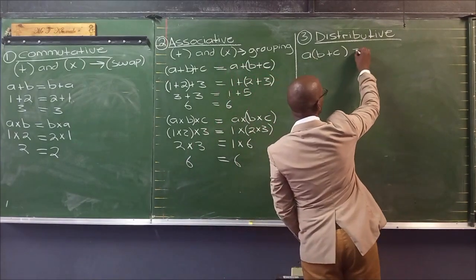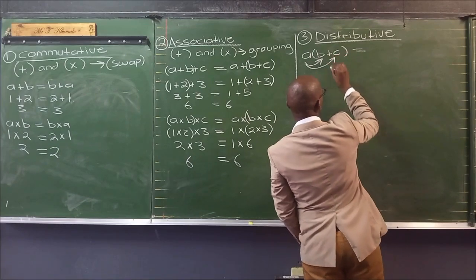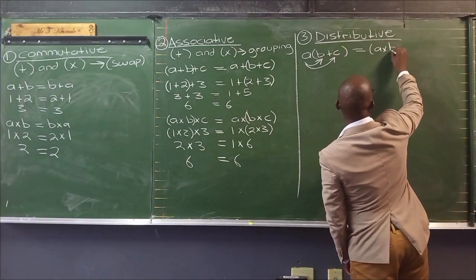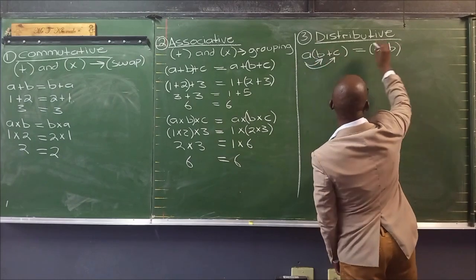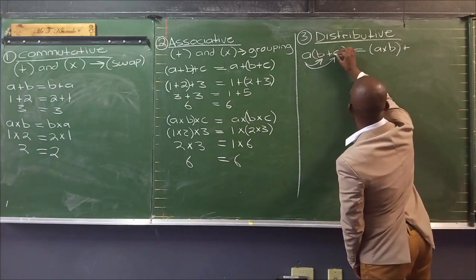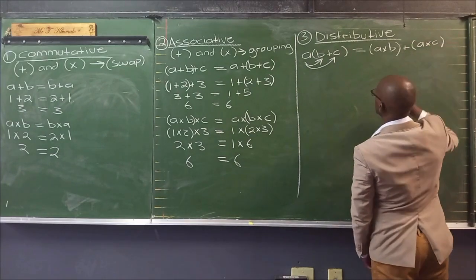So if we had to rewrite this, distributing this digit outside of the bracket into the brackets, we would now have A multiplied by B. So A times B plus, which is our operation in this case, A multiplied by C.